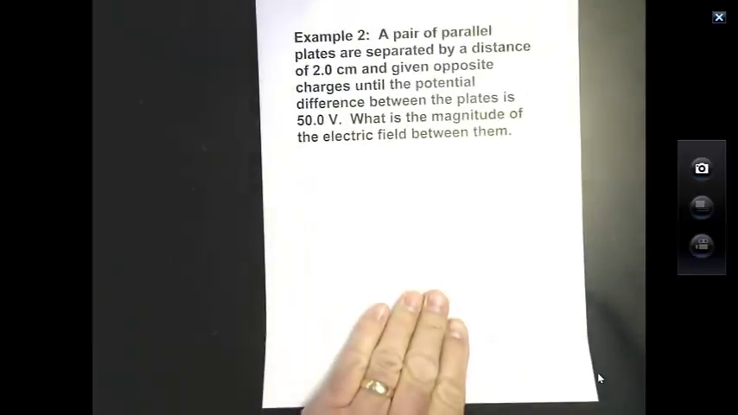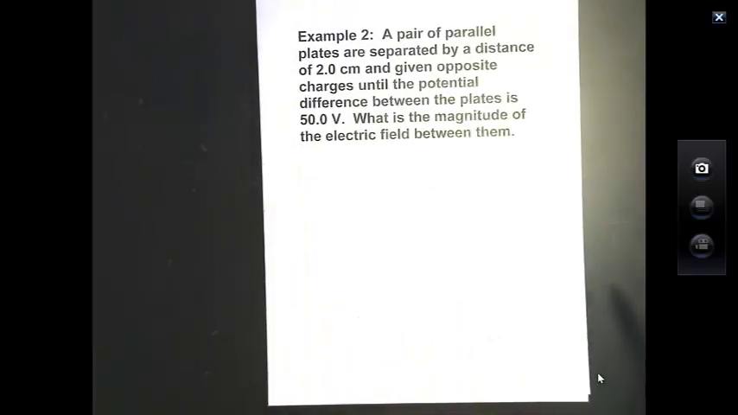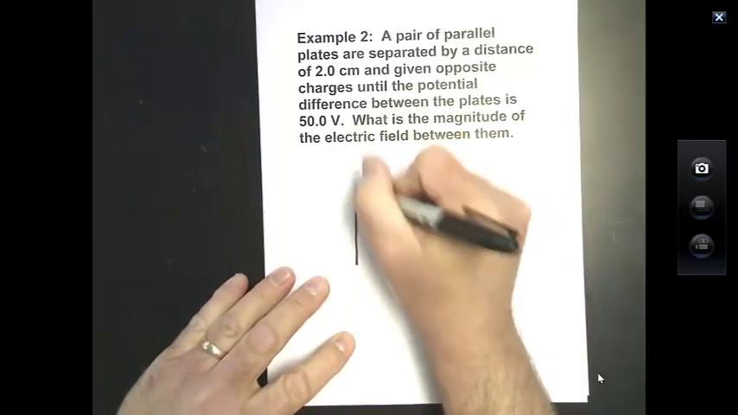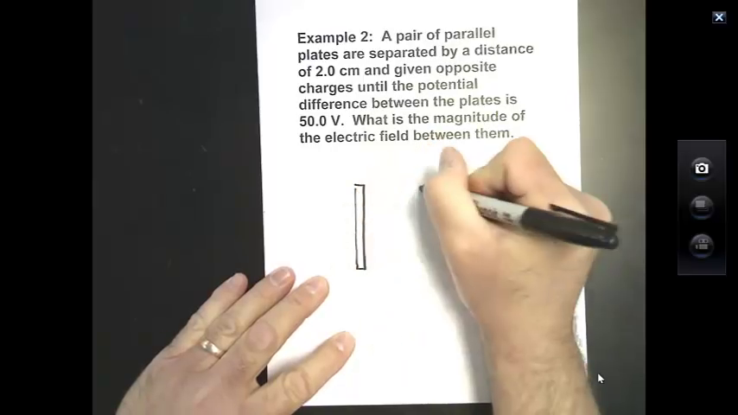All right, final example. Suppose we have a pair of parallel plates that are separated by a distance of 2 centimeters and given opposite charges until the potential difference between the plates is 50 volts. Now we're going to take a look at this later in the chapter. This is a device called a capacitor.